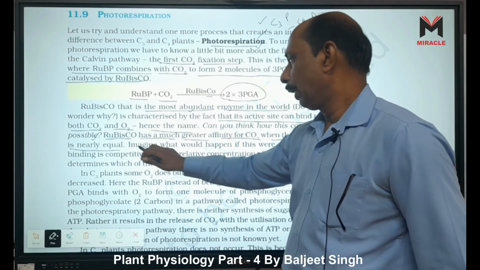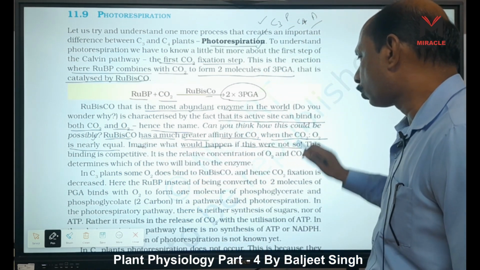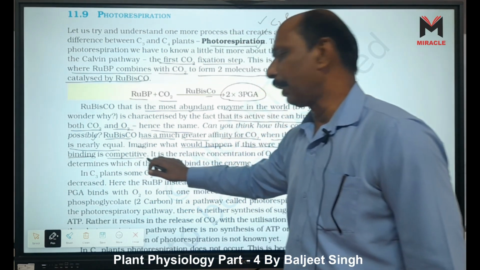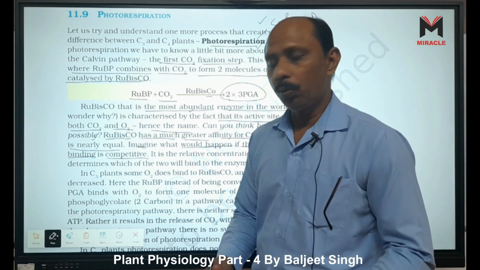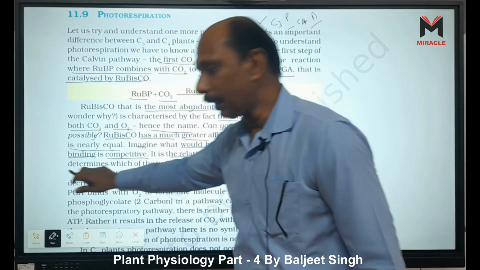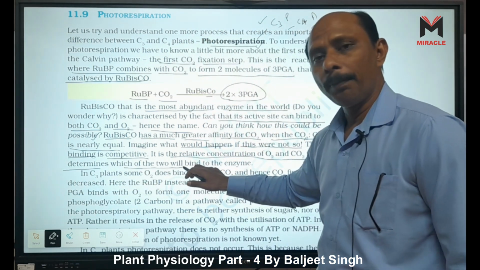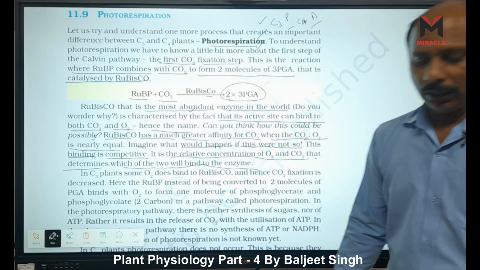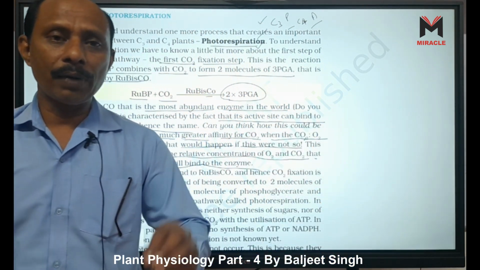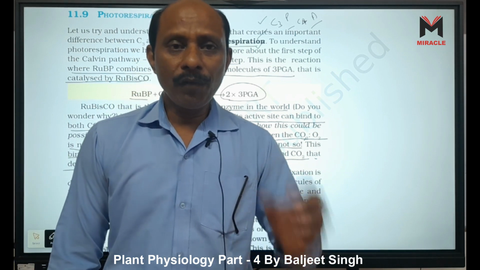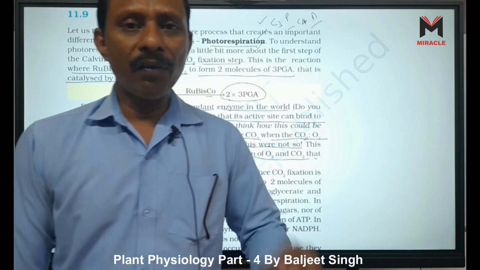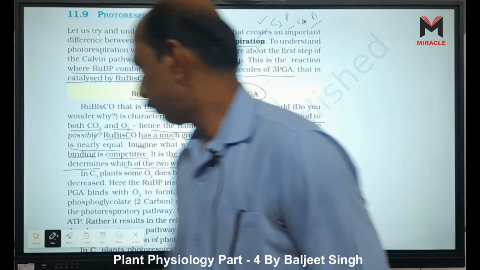But imagine what would happen if this were not so. This binding is competitive. It is the relative concentration of oxygen and carbon dioxide that determines which of the two will bind with this enzyme. If the concentration of oxygen is more, oxygen will bind. If the concentration of carbon dioxide is more, carbon dioxide binds. If the concentrations are equal, more carbon dioxide will still bind, because the affinity of carbon dioxide is more, right?